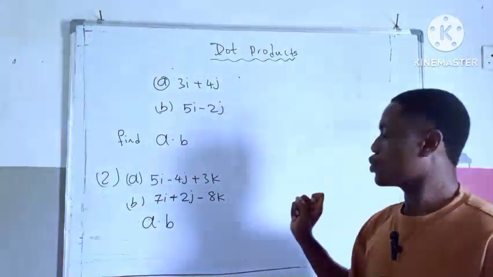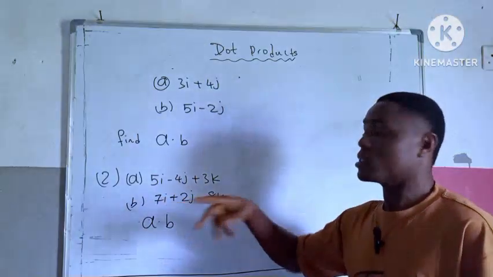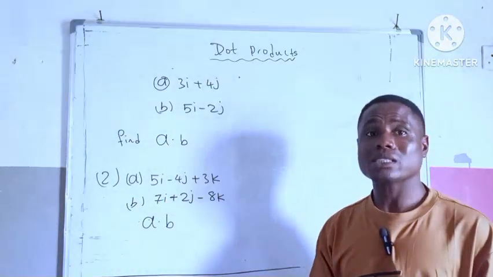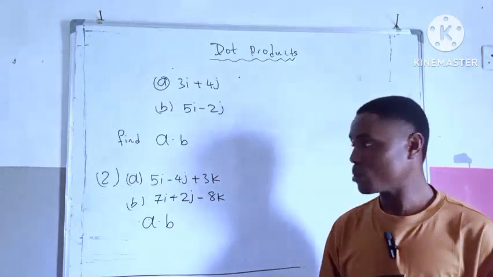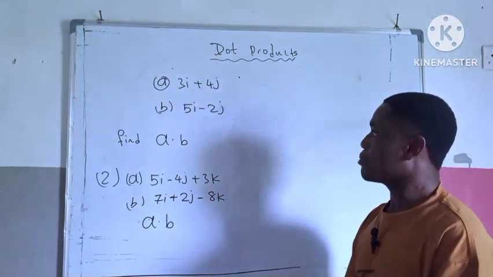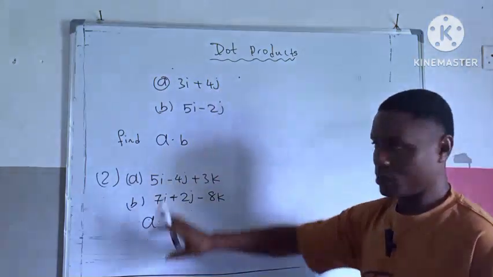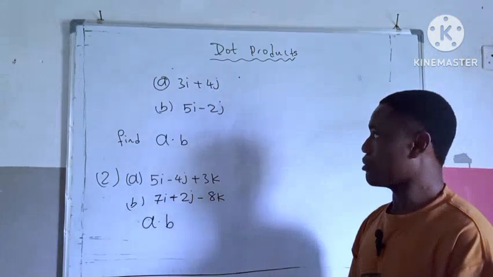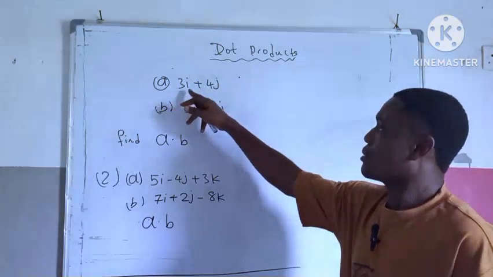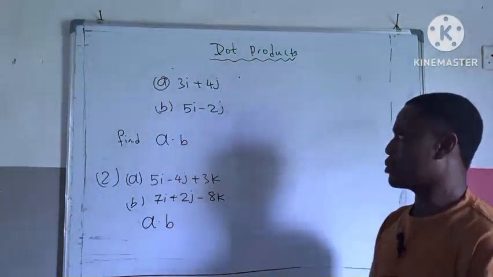Are you getting the point? So it's the same method. If you're asked to add, then it's still the same method. Even if it's 10 numbers, 20 numbers, it's still the same method. So don't be confused. Let's use the dot method to solve this question. So we have two of them, 1 and 2. Let's start from the first one. A is 3i plus 4j, then B is 5i minus 2j.